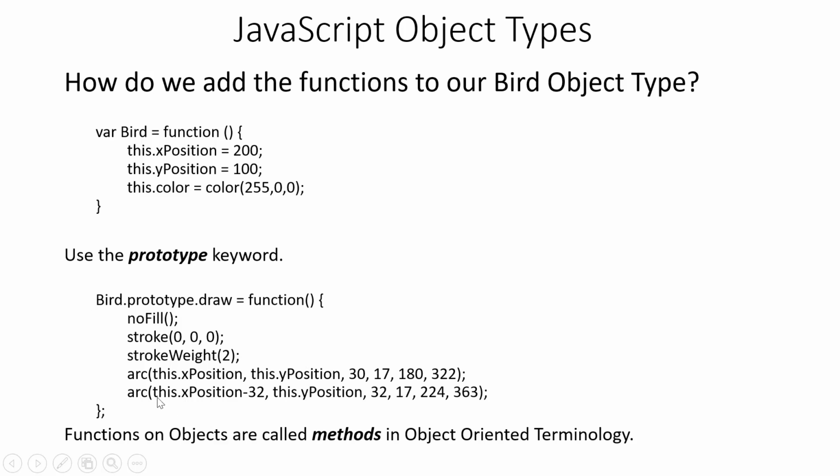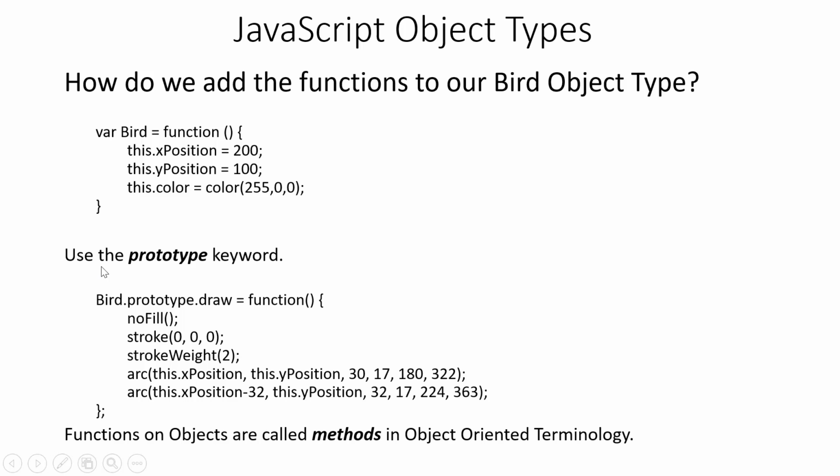This draw function is also called a method in object-oriented terminology. When we create this prototype, notice that we're accessing this.x position. That's saying on the bird object, whatever was stored in this x position is what I want you to pull out and use here. Same thing with this.y position. Oh, well, we put a 100 there, and so this.y position is going to be 100. And then we did the slight adjustment on the second arc so that the bird would match up with 2 wings.